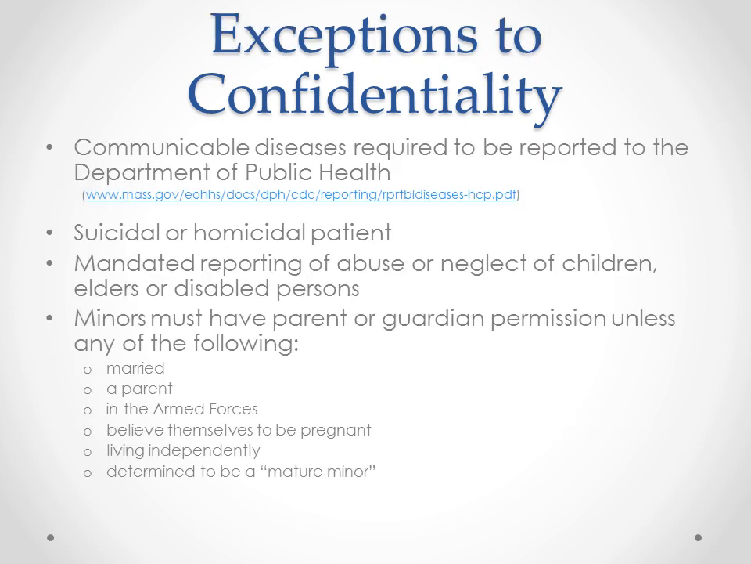There are limits to confidentiality, though. For example, we are mandated reporters of abuse or neglect of those who may not be able to speak for themselves, such as children, elders, or disabled persons. If we have a suicidal or homicidal patient who is planning to cause harm to themselves or others, they can be hospitalized against their will. There are a number of communicable diseases that are required to be reported to the Department of Public Health. You can look at the list at this link here on the slide. It's quite a long list.